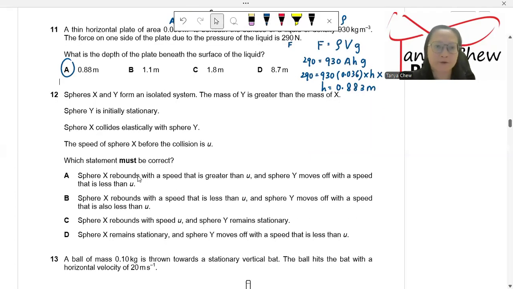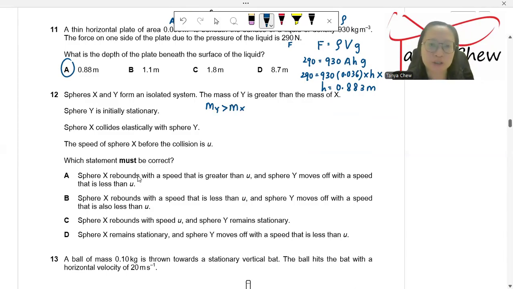Sphere X and Y form an isolated system. Isolated system means closed system. That means we ignore all the resistive forces that could be acting on sphere X and Y. The mass of Y is greater than the mass of X.